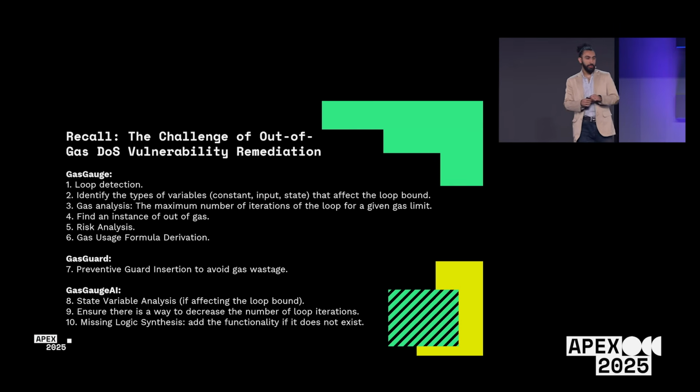So that brings us to the era of LLMs. In 2023, we started thinking about incorporating LLMs to use the result from GasGauge, because it's super accurate at detecting the vulnerabilities, and it does provide very useful information to fix it. And we wanted to see if we can pass that to an LLM to generate the repair automatically as well.